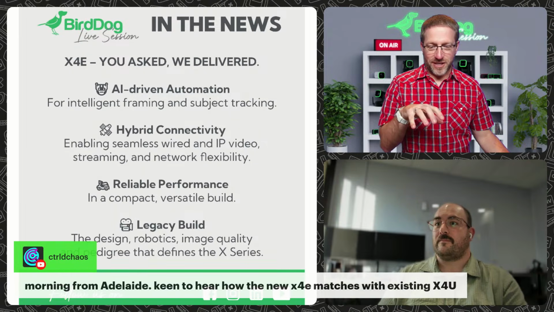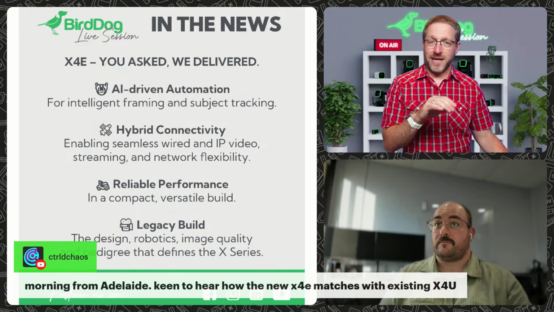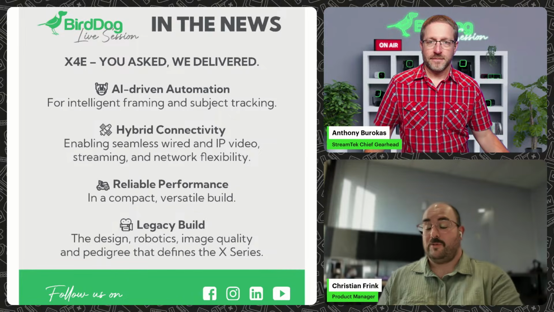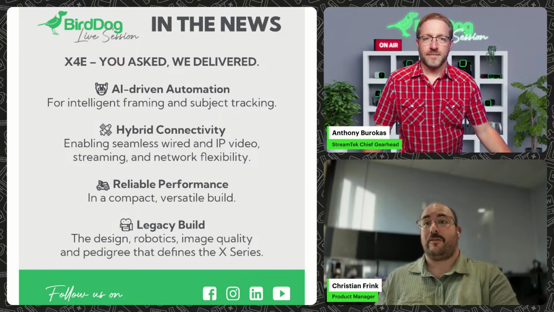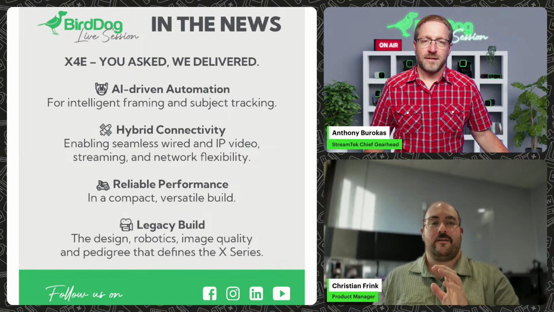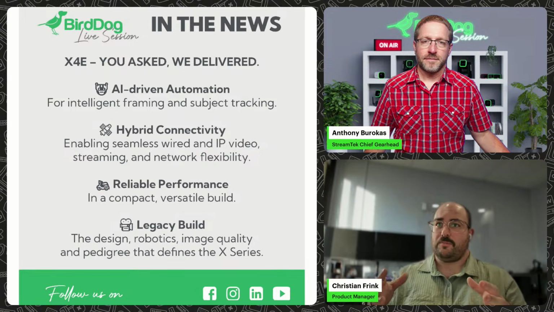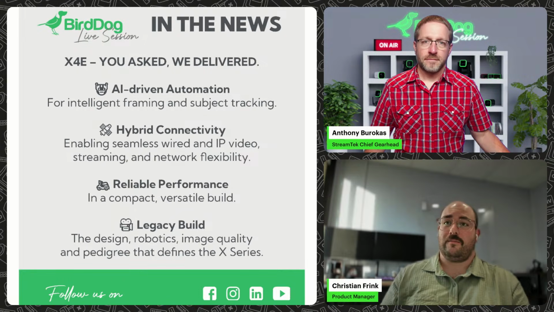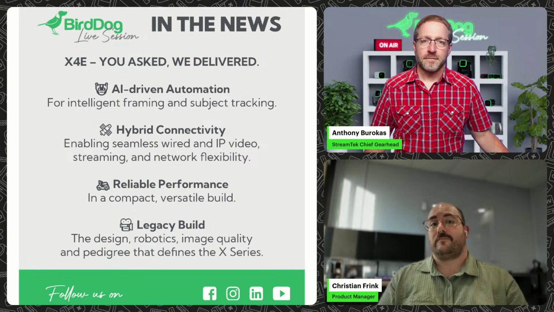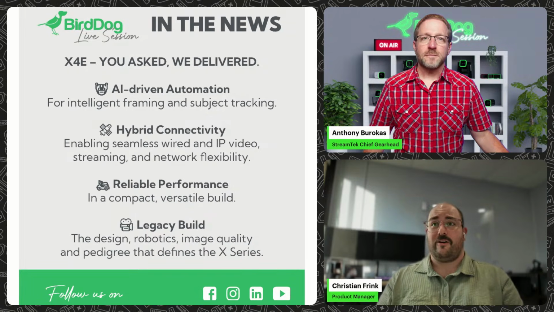Controlled Chaos asks how the X4E matches with the existing X4U. So you're saying basically it's the exact same camera? It's the exact same camera, just without Wi-Fi and without the battery. It's the same sensor, the same feature set, and the same performance. It's the same body, the same size platform, and it'll use the same accessories. So it's functionally the same camera, $200 less, no Wi-Fi, no battery.